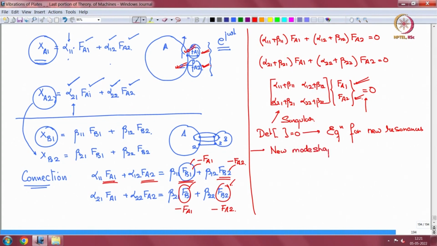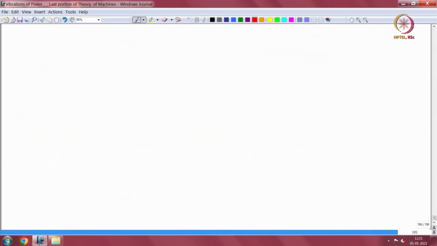Okay, so we will take one example. Let's see. Example. Okay, so again it's a simply supported plate. And I will use a spring.